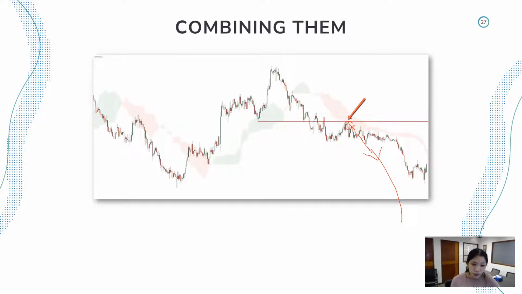And most importantly, do not trade these candlestick patterns in isolation. You can try your best to combine them with other techniques.